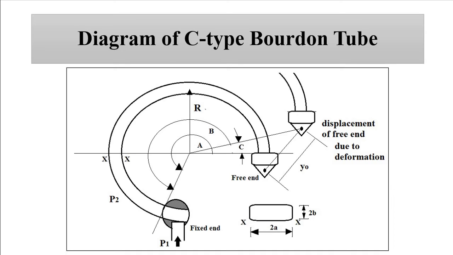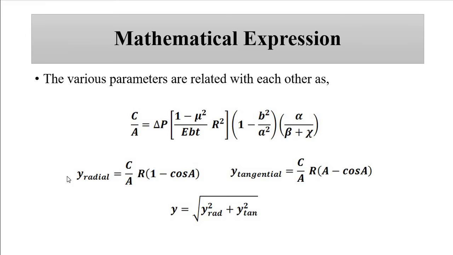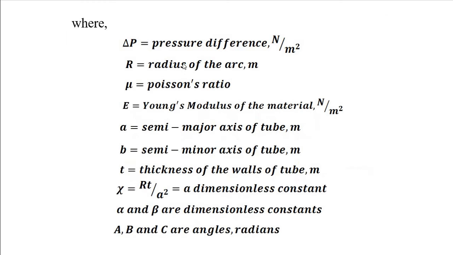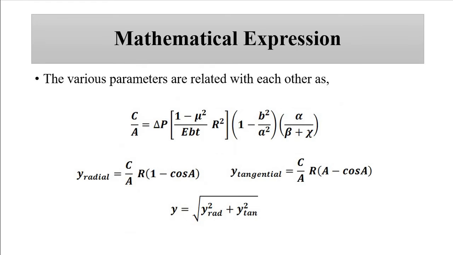I will give the link of the video on the Bourdon tube, where we have discussed specifically the Bourdon tube sensing element. Also in level measurement we have discussed the Bourdon tube previously, so you can refer to that video also. So let us not go into that. This is the mathematical expression of the displacement of the free end of the Bourdon tube due to deformation. These are the parameters which are involved in the expression. We have already discussed it in detail, so just have a quick look.